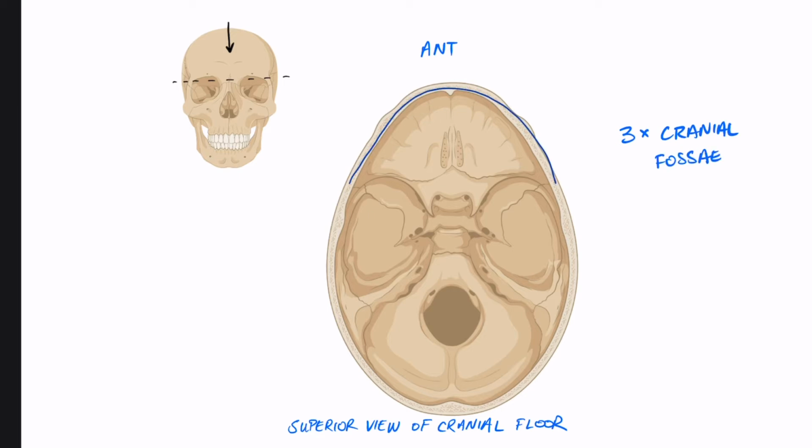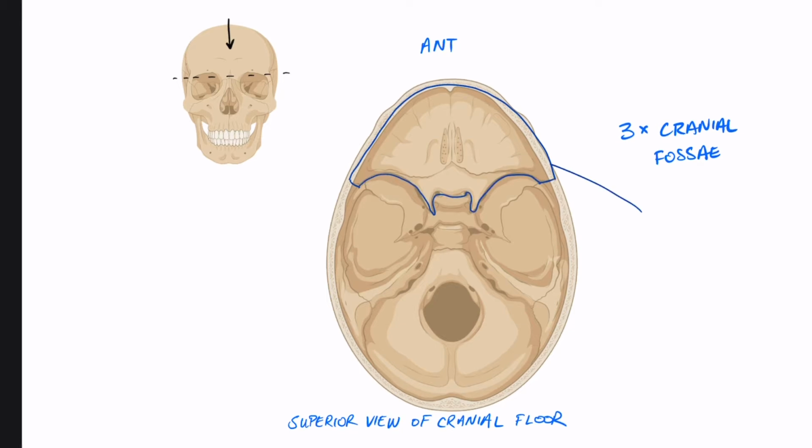What we're really looking at when we're looking at the cranial floor is 3 cranial fossae put together, and they're very aptly named. First of all, we have the anterior cranial fossa, which is the shallowest of the 3, and it's going to hold the frontal lobe. Bounded anteriorly by the frontal bone and posteriorly by following the lines of the lesser wing of the sphenoid bone. The floor of the anterior cranial fossa is made up of the orbital plate of the frontal bone, the cribriform plate of the ethmoid bone, and also the lesser wing of the sphenoid bone.